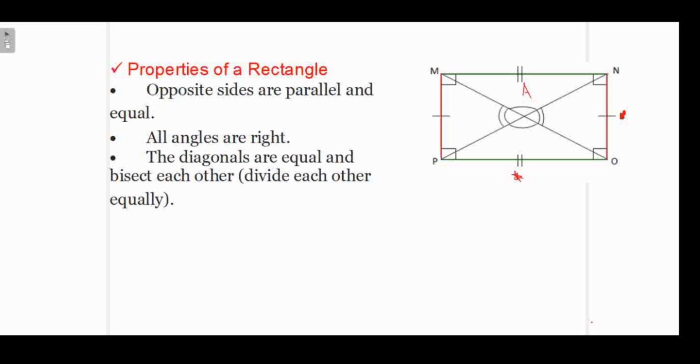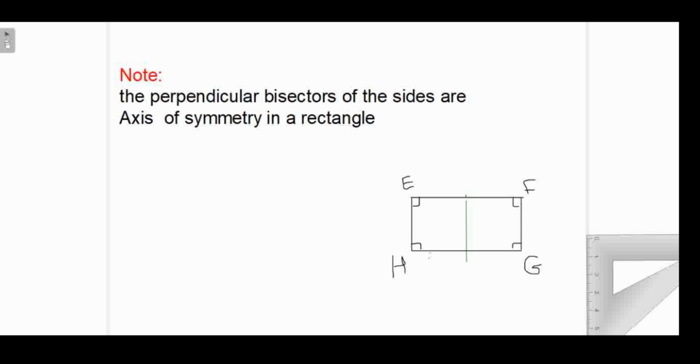Okay, so we have a note here that the perpendicular bisectors of the sides are axes of symmetry. So what is a perpendicular bisector? In order to draw a perpendicular bisector, of course, perpendicular means we should draw something using this set square, which has an angle of 90, and bisector of the side means it cuts the side in half, so at its midpoint.